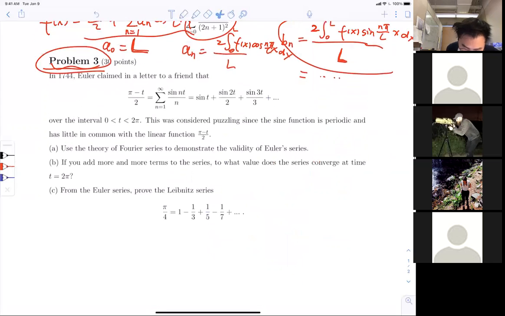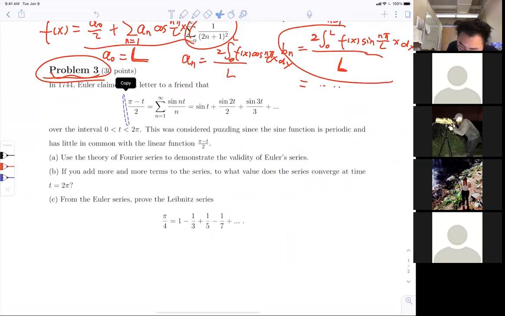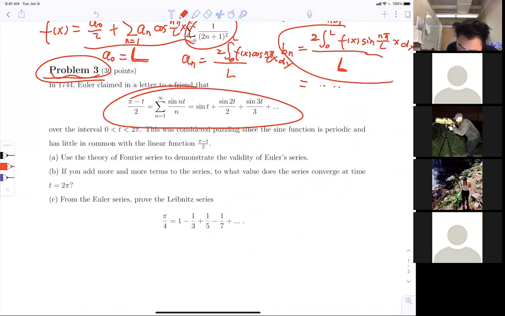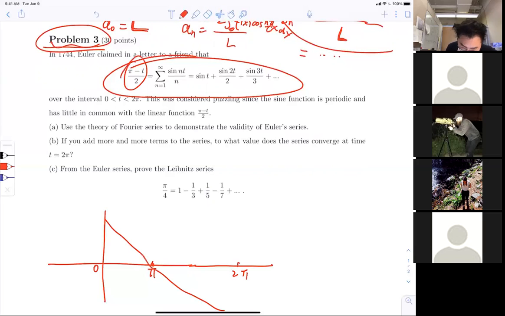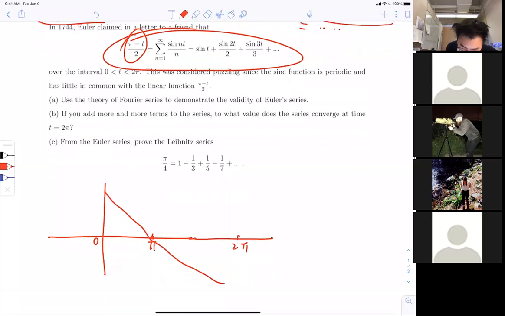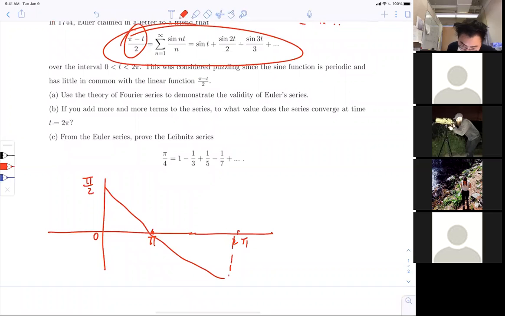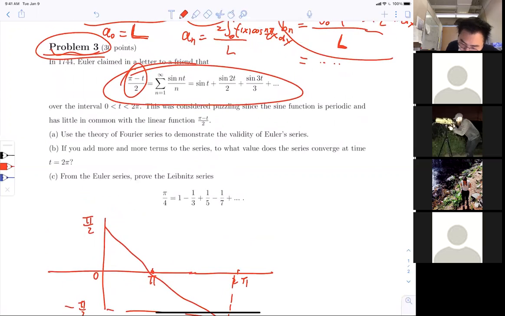For problem 3, basically you want to prove this. You just draw the picture first. It's always helpful to draw this kind of picture. When it's equal to pi, you get 0. When it's 2 pi, it's something like this. This is pi over 2, and this is also minus pi over 2. And you want to verify this is true.